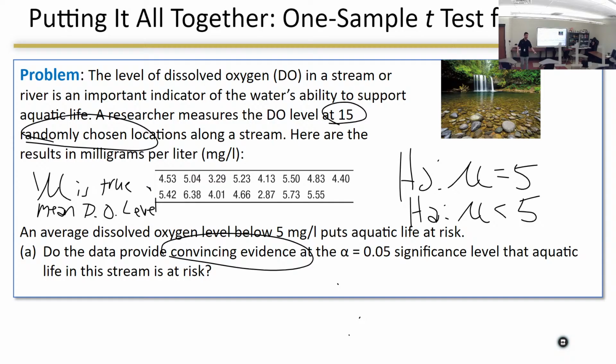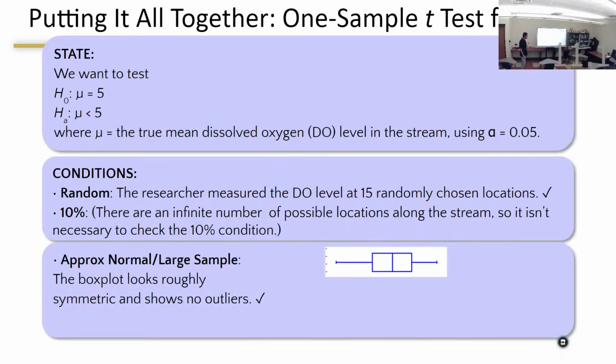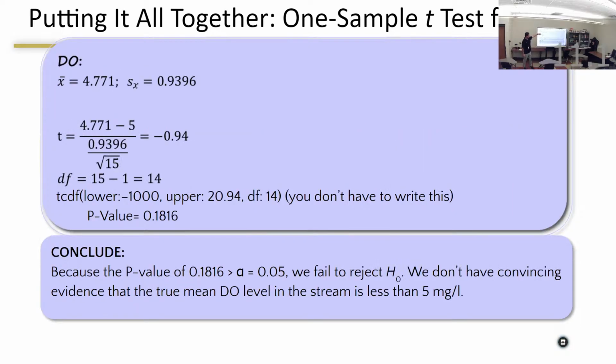That means you got it. There's a condition. There's my H0 and Ha. There's my conditions. There's my normality. That's all conditions. There's x bar. There's the standard deviation. There's the t score. There's the df. Here's the P-value. Because the P-value of 0.18 is greater than 0.05, we fail to reject. We don't have enough evidence that the true mean is less than 5.